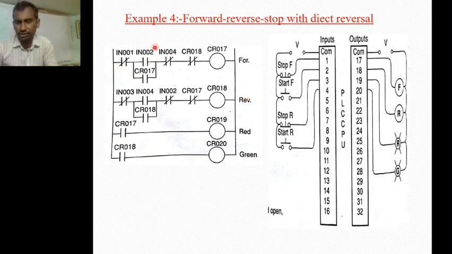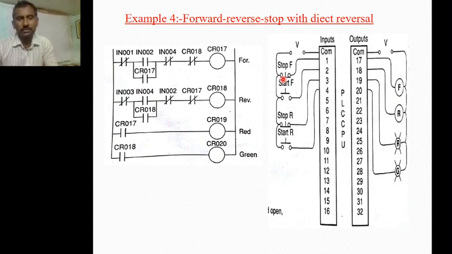When the IN002 is on, this contact IN002 is initially normally open. When it is made on, it acts as a closed one. Because of this closed path, CR017 is on, and because of the CR017, the motor rotates in the forward direction. When the motor rotates in the forward direction, a red light will appear.